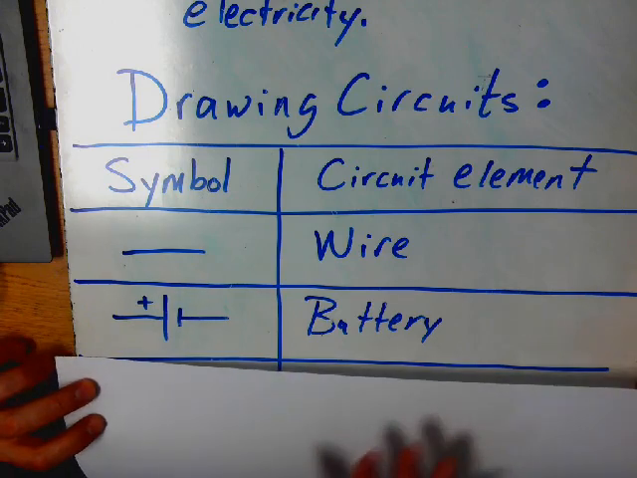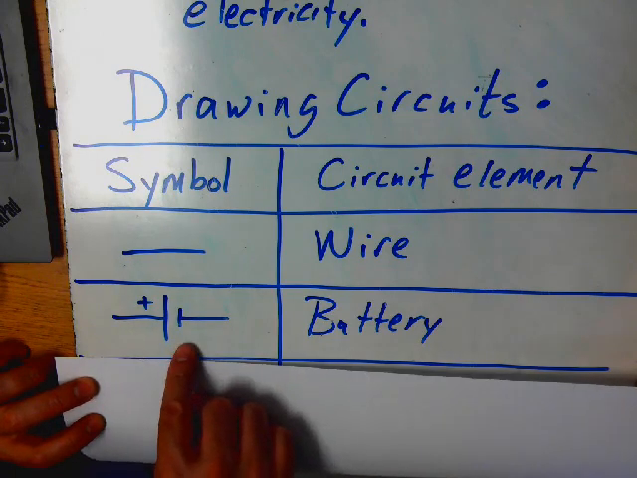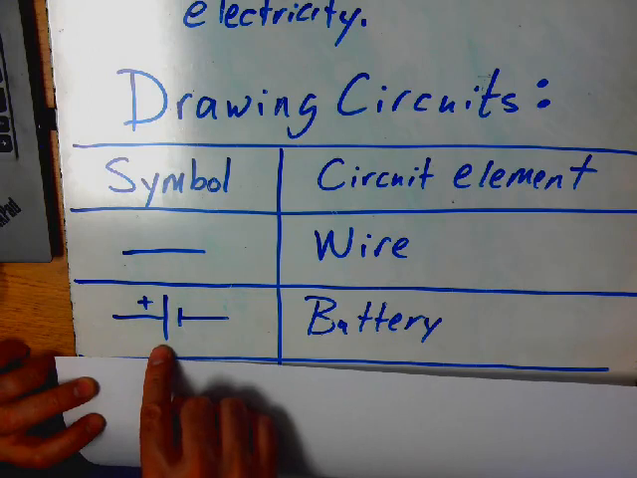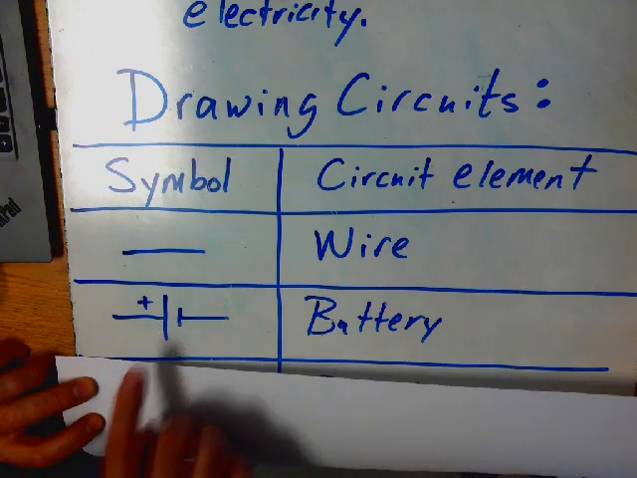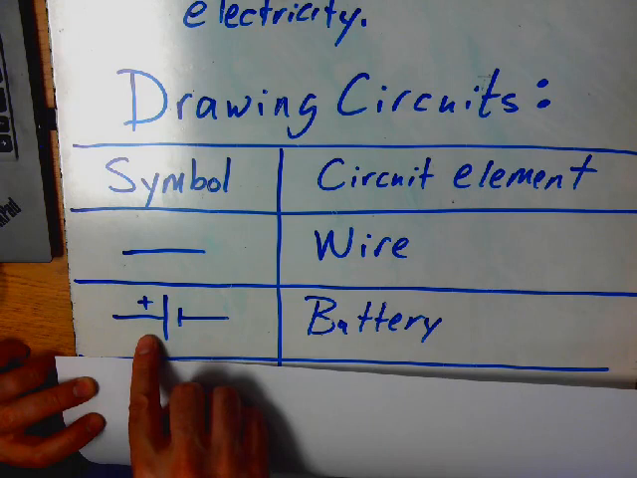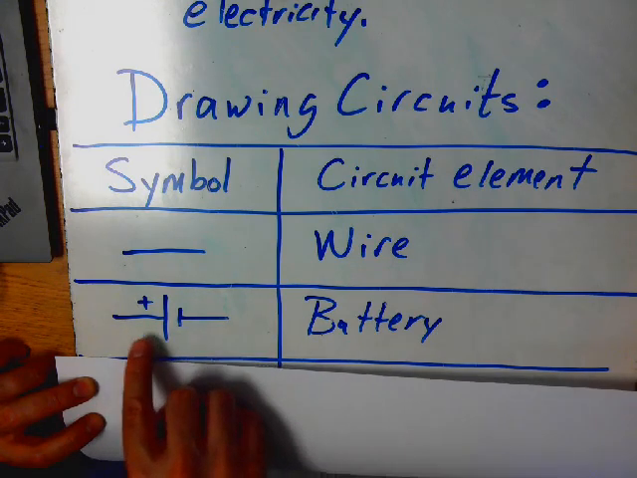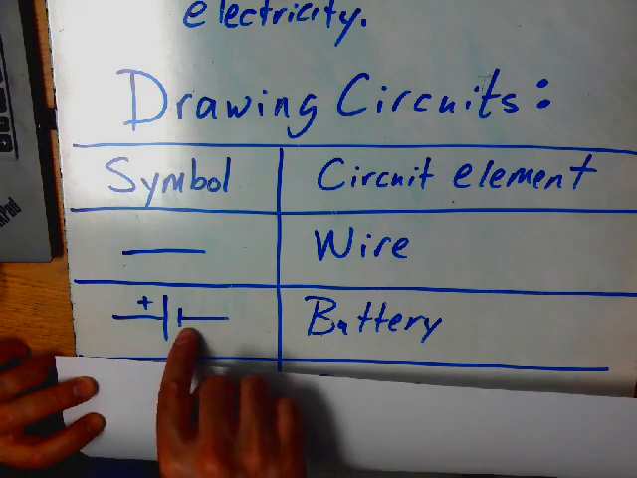Now, every circuit needs a battery, or it needs to be hooked up to an outlet. To draw a battery, we have two parallel lines, one longer than the other, and the long side is the positive end of the battery. When we do circuits, we have electricity flowing from the positive side to the negative side. So this is going to be where our circuit starts, or where the current starts in the circuit, and it's going to end here.